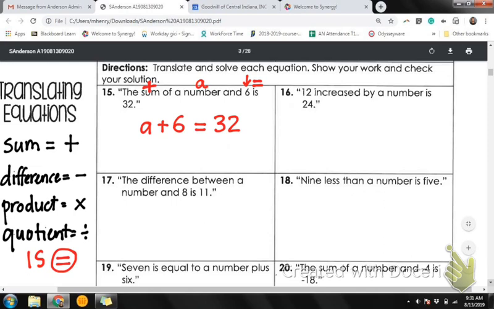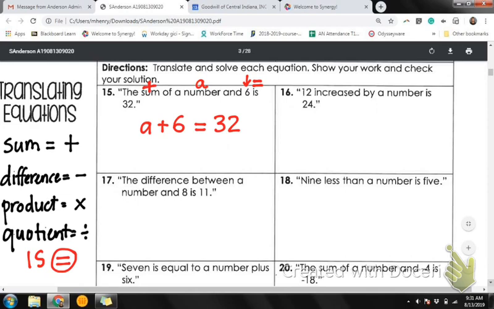So the sum means you're adding the two things together: a number and 6 is 32. And that's the answer we want to put. That's translating, and then it says solve the equation. So then you would actually solve this, but we've already solved a lot of them, so we're gonna stop at that step. Let's try 16.